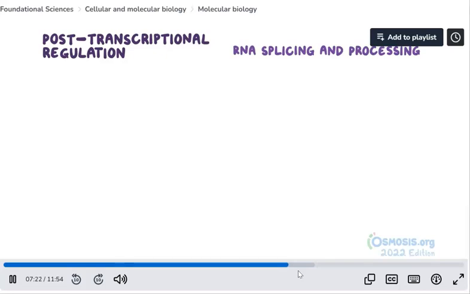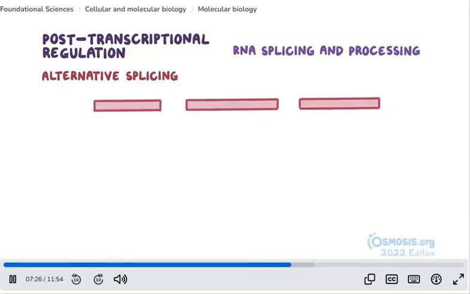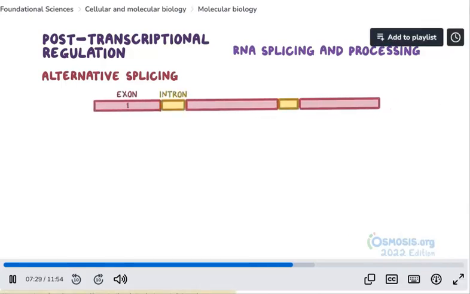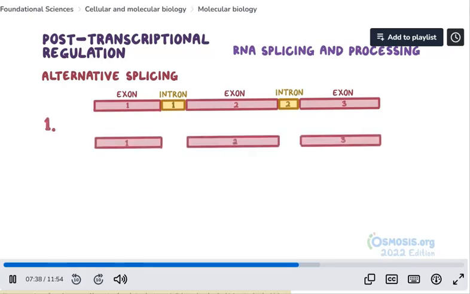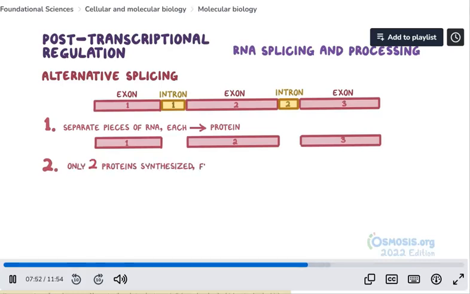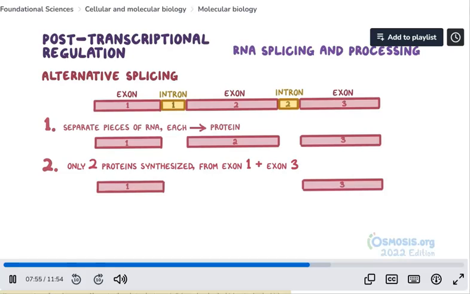Something interesting can happen here, which is called alternative splicing. For example, let's say there's an RNA strand like this: exon 1, intron 1, exon 2, intron 2, exon 3. Depending on which protein the cell needs to make, the spliceosome might do a few different things. It might result in 1, 2, or 3 of the exons as separate pieces of RNA, each going on to make a protein, or it could cut out the sequence from the start of intron 1 to the end of intron 2, thus taking exon 2 along. In this case, only 2 proteins will be synthesized, the products of exon 1 and exon 3.